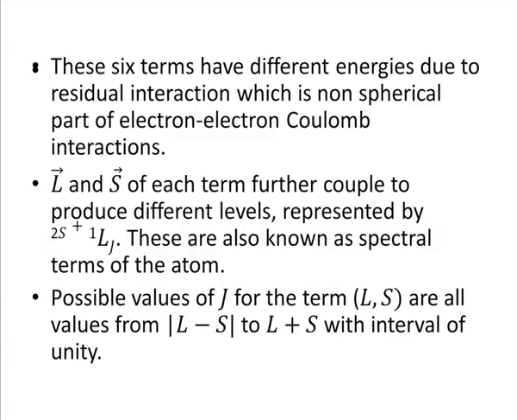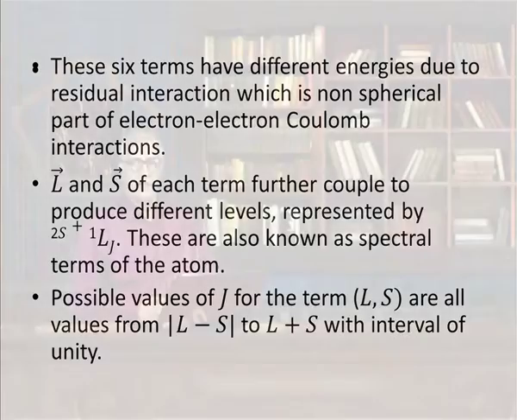Possible values of J for the term (L,S) are all values from modulus of L minus S to L plus S with interval of unity. That means, given L and S, we can form possible J values, and with the help of L, J and S, we can write the spectral term in the form 2S+1 L_J.